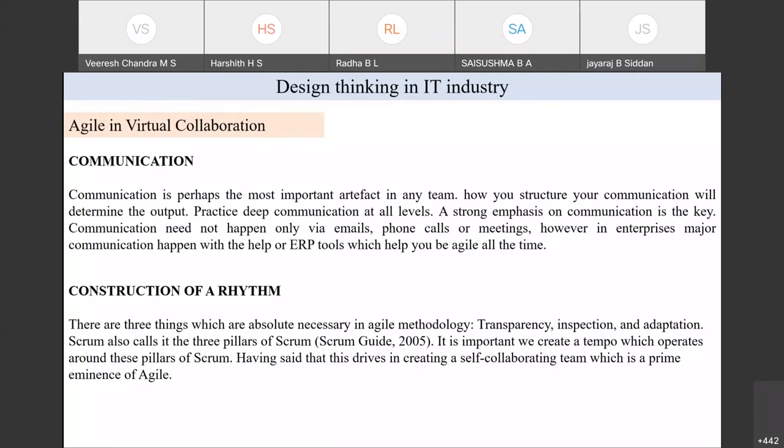Self-collaboration in the sense, we should decide ourselves. Management should not say, you should become a team. They may not say. We should, ourselves, think like this and become a self-collaborating team in order to achieve the goal of, let us say, the firm.